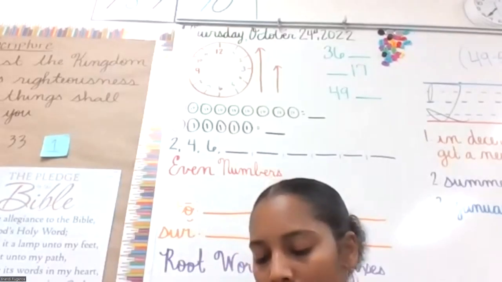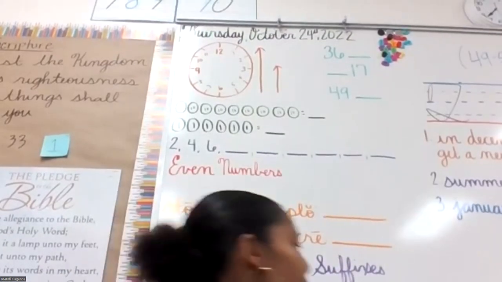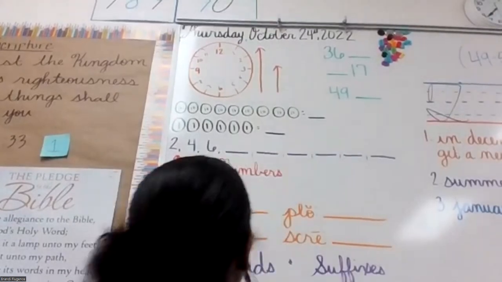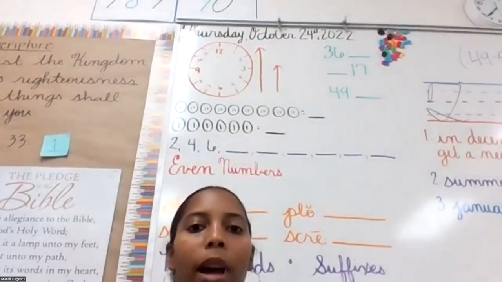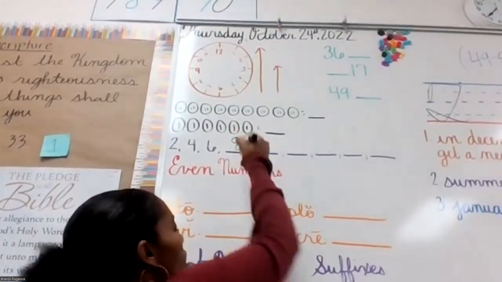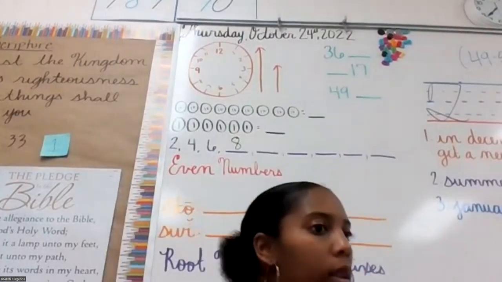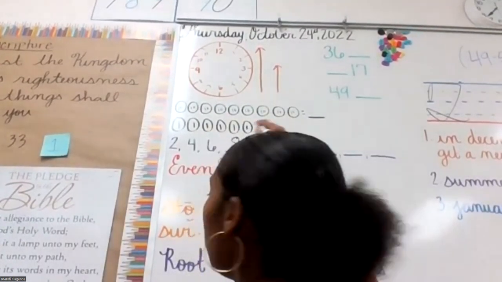Go ahead and practice how to count by twos, which is our new pattern of counting. So remember, it's 2, 4, 6. Anybody remember what will come after 2, 4, 6? Eight. What comes after eight? Ten. And remember, it starts all over again.